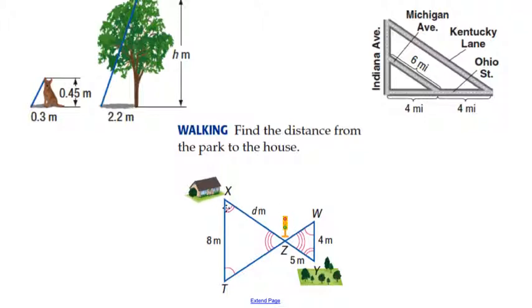So here's the house, and here is the park. You want to find that total distance all the way across right here. This distance D you have to figure out. You're given the distance 5 right here, so you need to find the length of the side of this triangle right here.